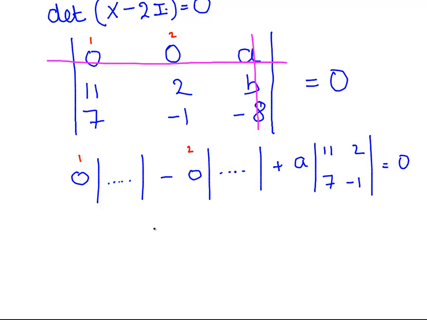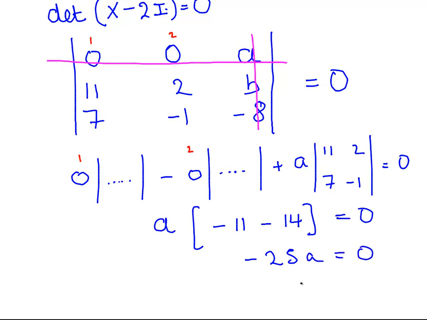Okay, so let's work this out. A times: 11 times minus 1 is minus 11, and 7 times 2 is 14, so we have minus 14 there, and that's equal to 0. So we have minus 25A equals 0. But the point is, A is equal to 0.